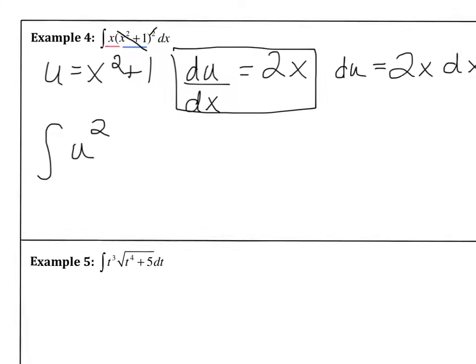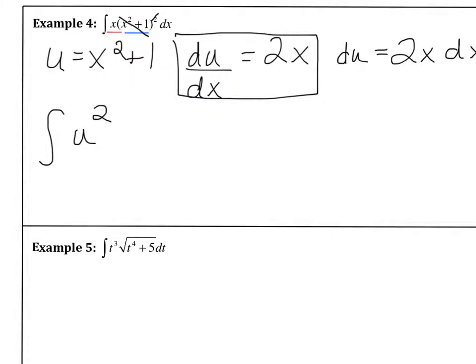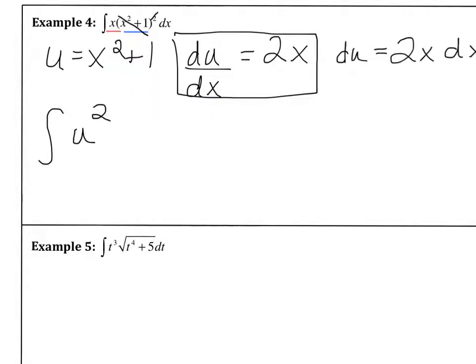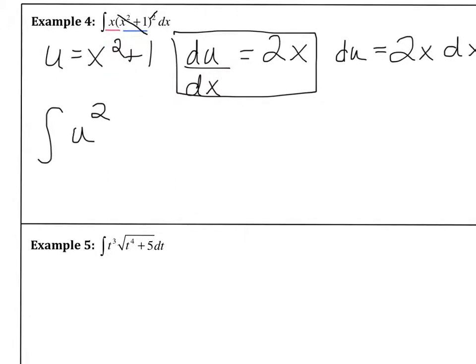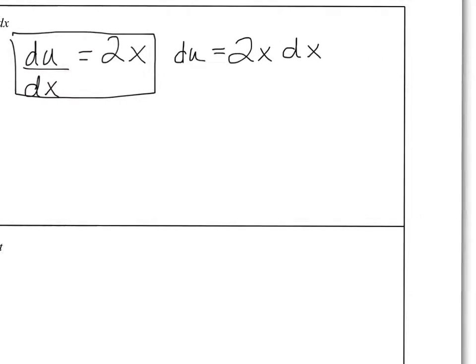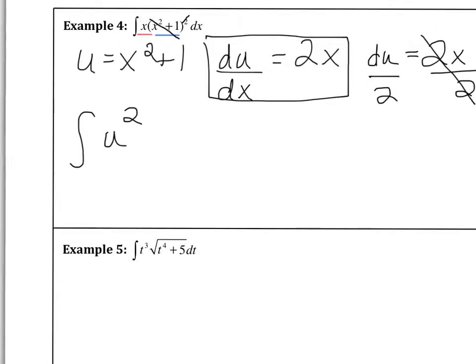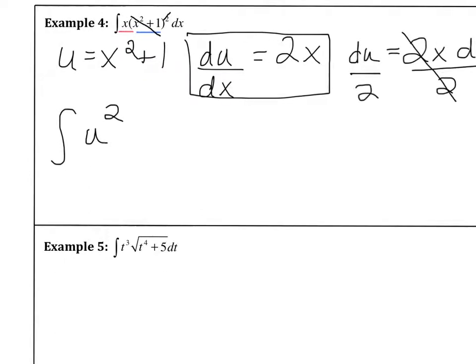However, I don't need to account for a 2x dx. I just need to get an x dx in there. Well, guess how we can get that? Just divide both sides by 2. So du over 2 is going to give you your x dx. Apparently, by writing now not just du, but du over 2, that's equivalent to x dx, and that's going to get everybody in without any extras.